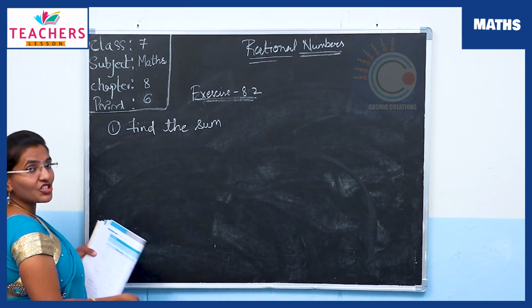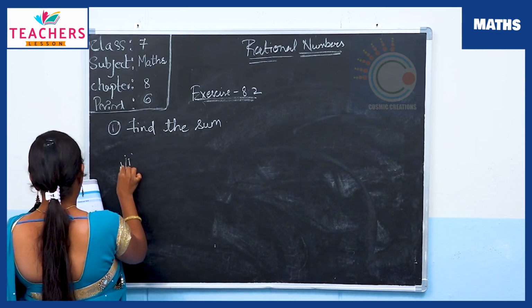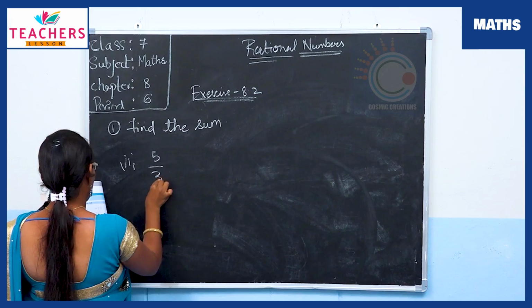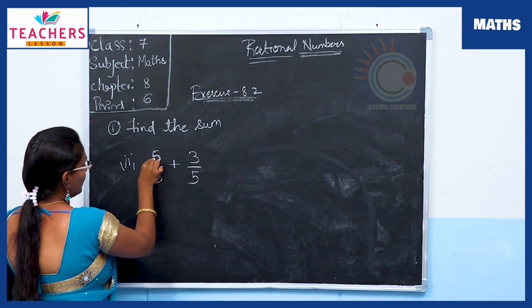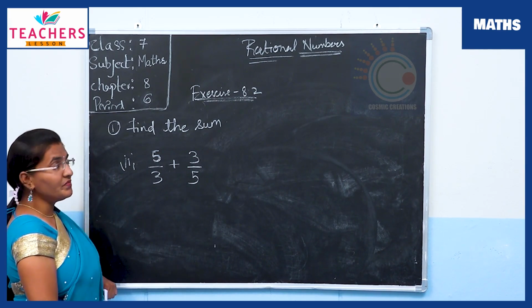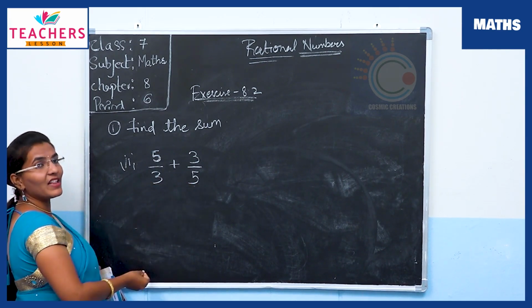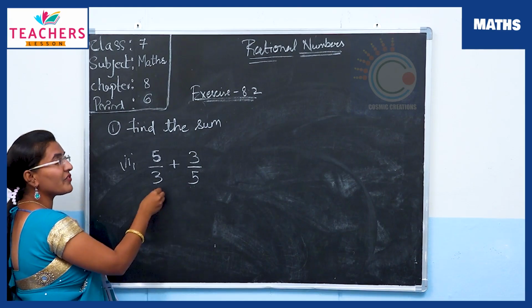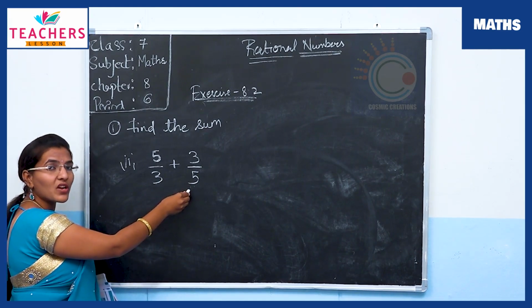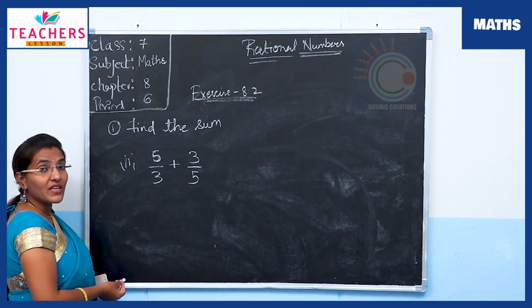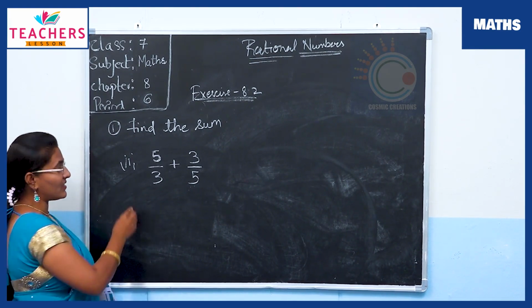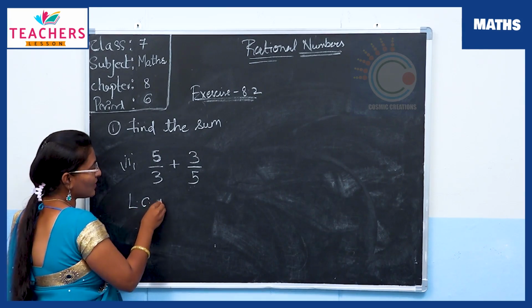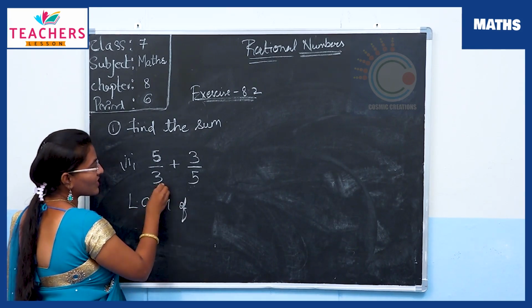What is the second question they have given? 5 by 3 plus 3 by 5. Right? We have to add 5 by 3 and 3 by 5. How do you add? If you see here, the denominators are not the same. When the denominators are not the same, what have I said? You have to take the LCM of the denominators.